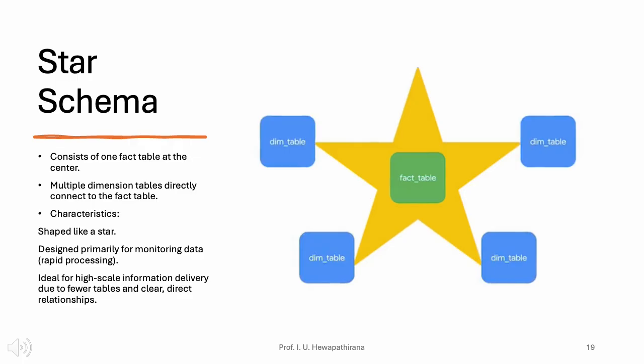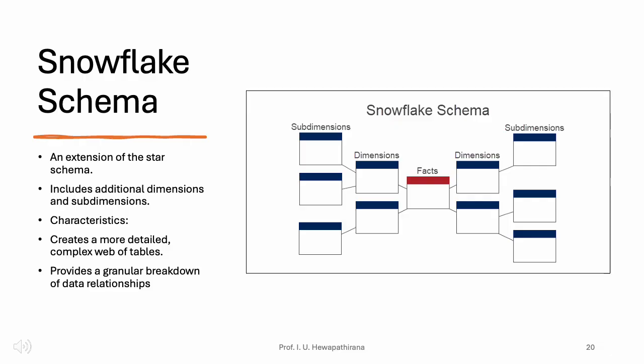their direct relationships. The snowflake schema is an extension of the star schema. While the fundamental structure is similar, a fact table at the center surrounded by dimension tables, the snowflake schema introduces additional dimensions and subdimensions, which further normalize the data into more granular tables. This creates a more complex, multi-layered web of relationships that resembles the intricate branching of a snowflake. While this complexity increases the precision of data relationships, it also introduces greater query complexity.